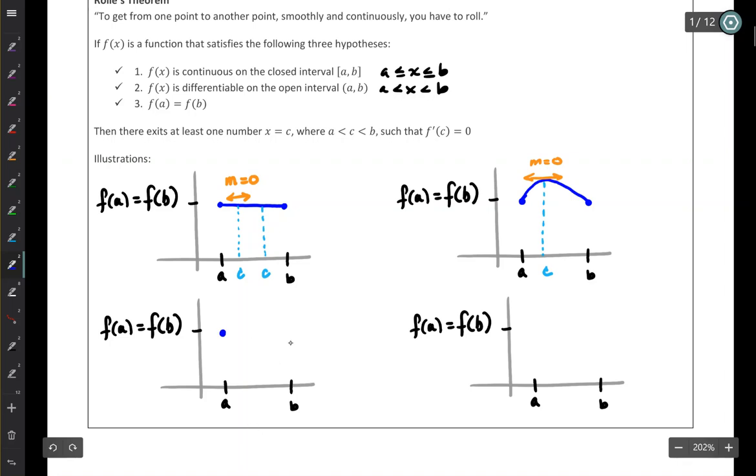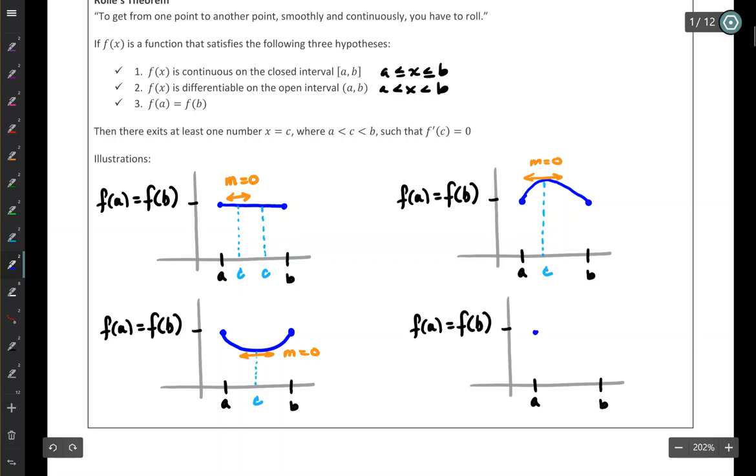Again, say the function sends a and b to the same y value, and maybe the function starts off by decreasing. Well, eventually it's going to have to start to increase because my function is continuous and I have to get up to this point. That's what we mean when we have to get from one point to another, you gotta roll. Here I am rolling. There's a place in the domain strictly between a and b where the derivative is 0.